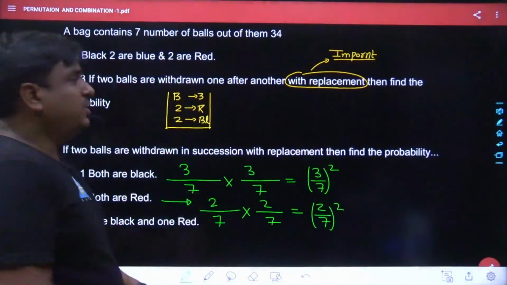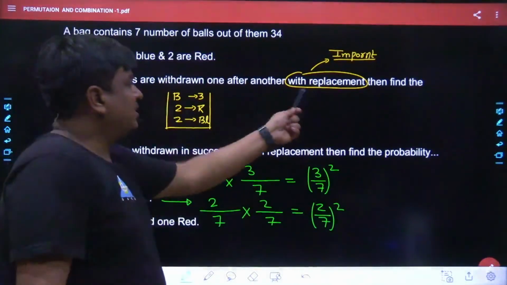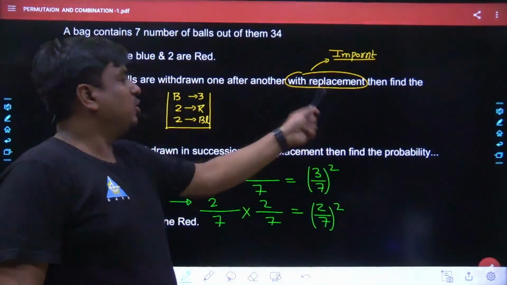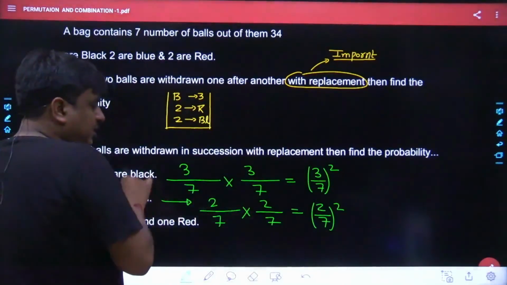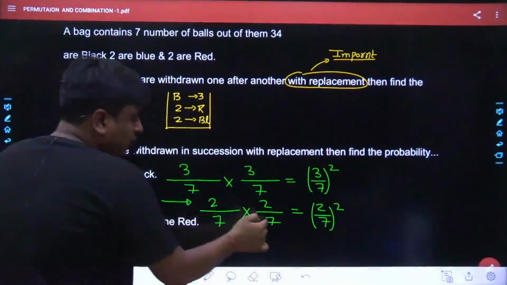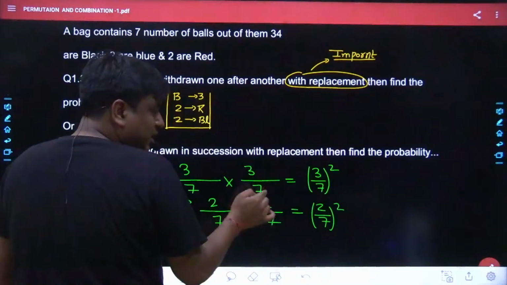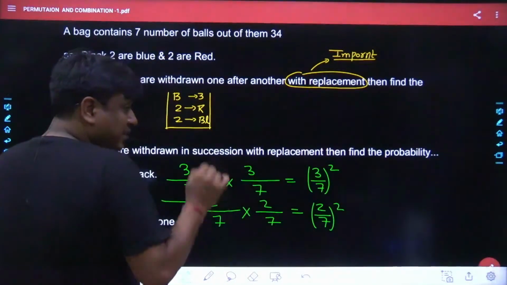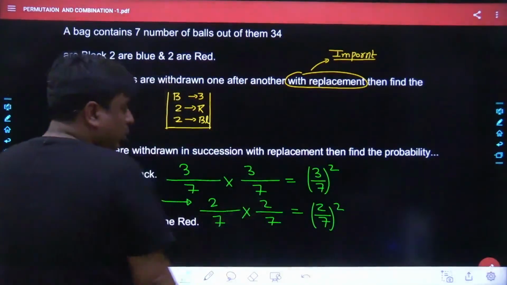But what had happened, whatever red ball you had taken out had to be discarded. That means the replacement is not possible. You are not replacing it. In the next trial also, you want the red ball to appear. How many different ways could it be done? Now the total number of balls has shrunk to 6. So 6 different ways you could select one ball out of 6. How many different ways could the red ball be selected? Already one red ball has been taken out, so it must be 1 divided by 6.